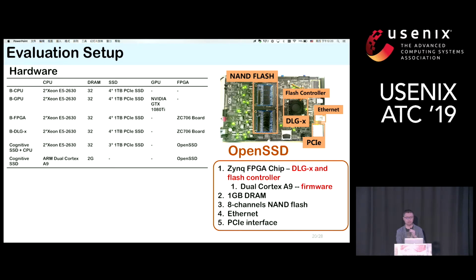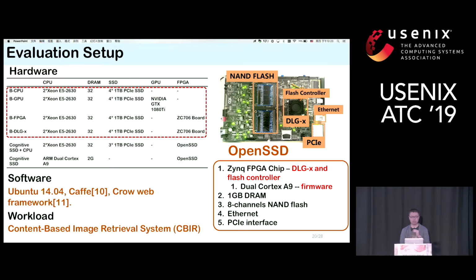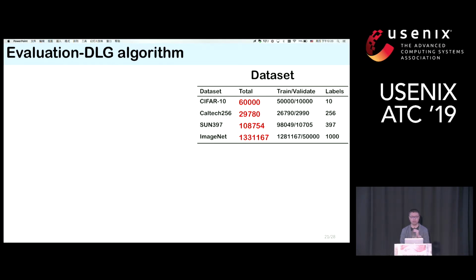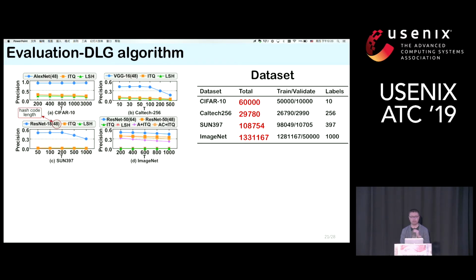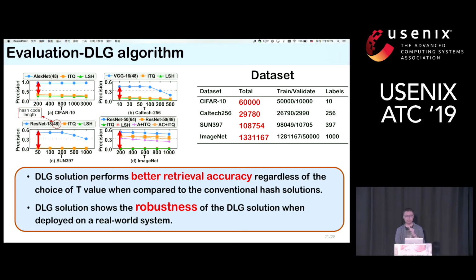Meanwhile, we also built 4 baselines to show the performance of the cognitive SSD. And we select the content-based image retrieval system as the workload. We leverage 4 different scale datasets to evaluate the performance of data hashing and the graph search algorithm. The results indicate that our DLG solution performs better retrieval accuracy regardless of the choice of t-value when compared to the conventional hash solutions. It also shows the robustness of the DLG solution when deployed on a real-world system.